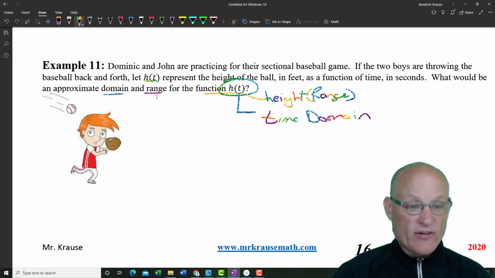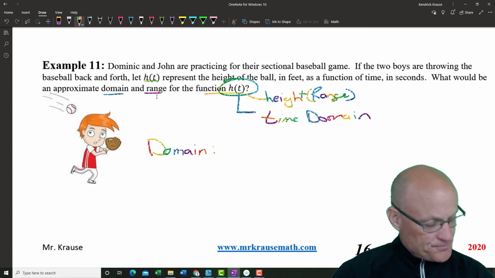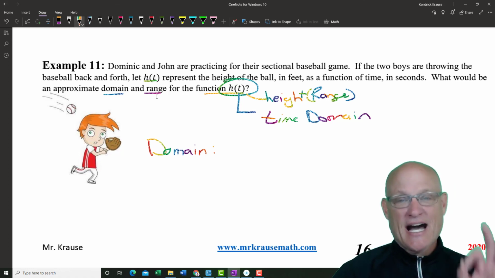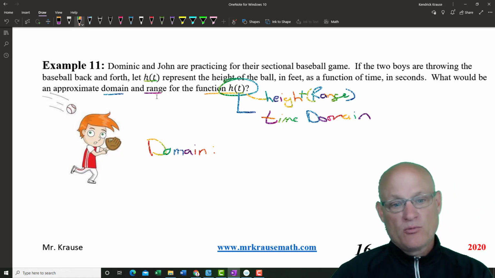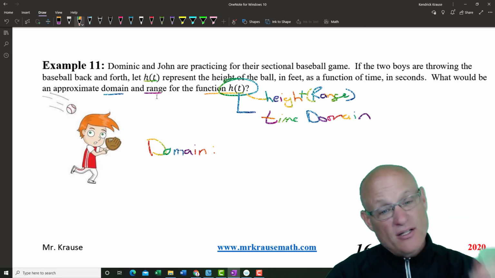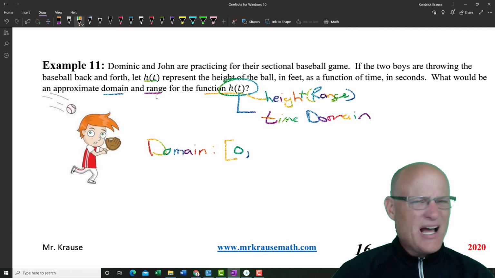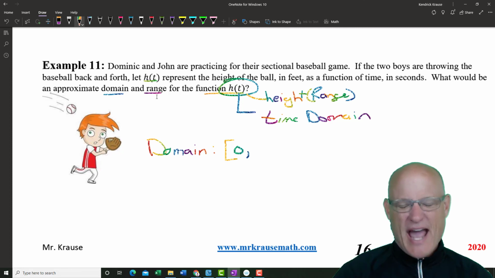So let's say we've got really, really good baseball players, and they're playing catch. Well, what would be the time of the flight of the ball? Well, the lowest amount of time, just before Dominic lets go of the ball, is 0 seconds. Now, how long can somebody actually throw a ball in the air? I always had some kids put 50 seconds. The only place you're going to throw a ball that's in the air for 50 seconds is on the moon. You can't do it any other place, so that's not going to work.